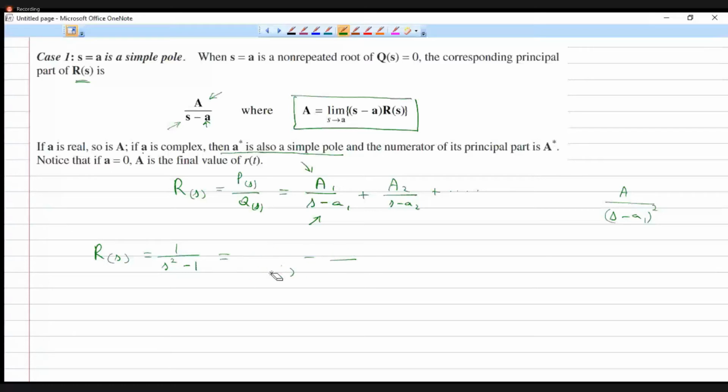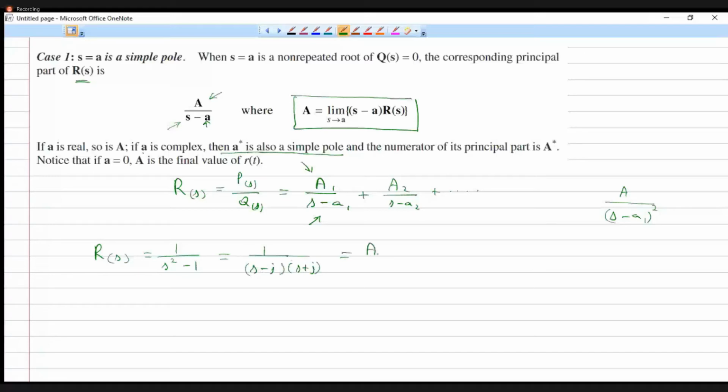first of all, I will tell you how I can write like this. If you observe this, I have to write it in this particular form, like s minus a, s minus b, like that. Okay. So what is s square plus 1? That is equal to s minus j into s plus j, right?